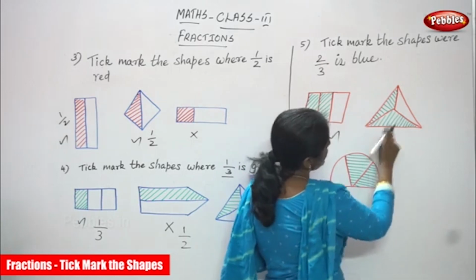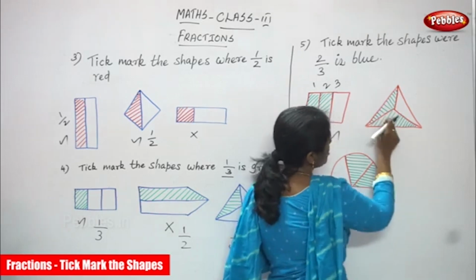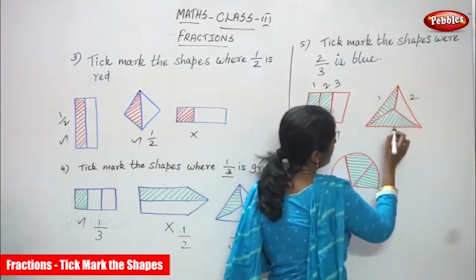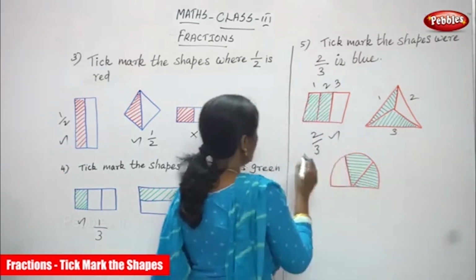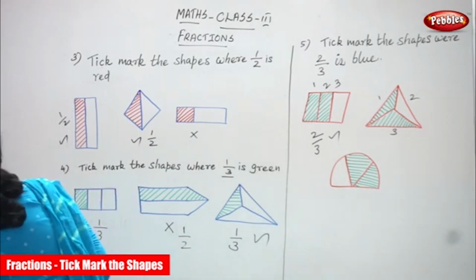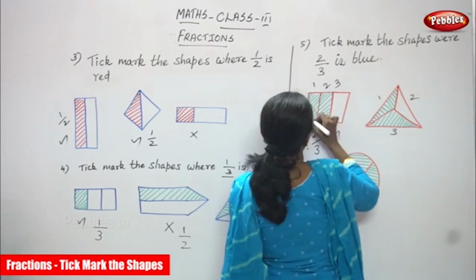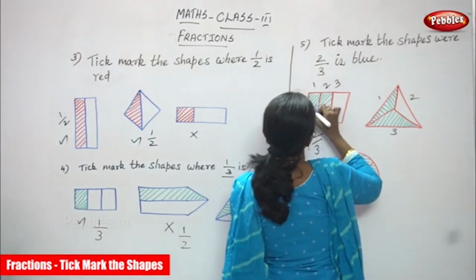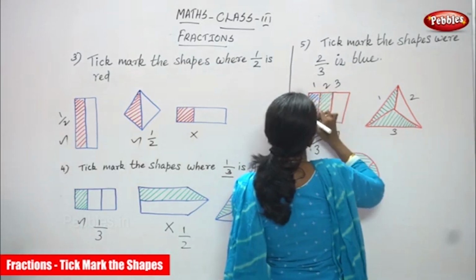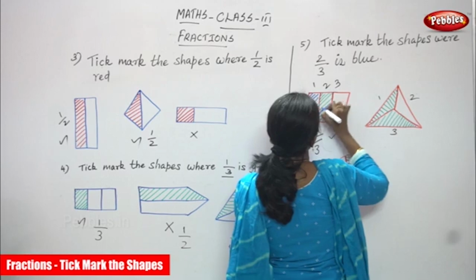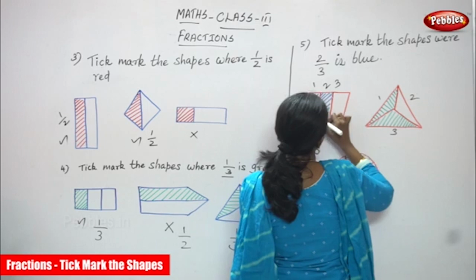So this diagram, it is 1, 2, 3. 1, 2 and 3 parts. I shaded two parts in green color. Sorry, it is in blue color. But I shaded what? Blue. Now it is in blue color. I am shading in blue color.